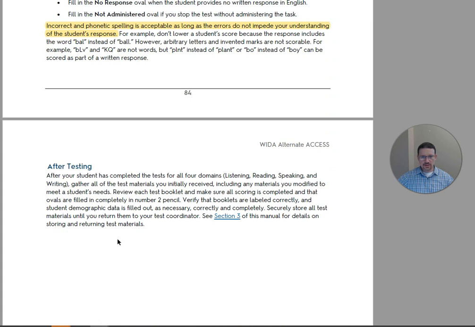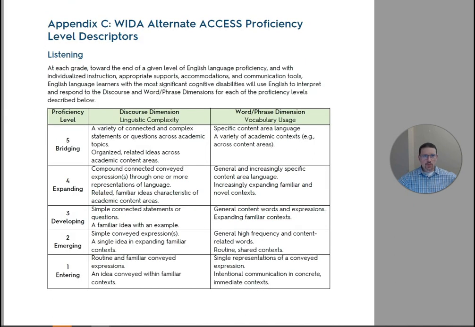Okay, and then after testing, it gives you a little bit of background on how to wrap this up. And just do everything the accountability department tells you to do to get these materials back to central office. So let me point out the rubric for you in the back of the manual. I'm now on page 96 of your test administrator's manual. This is the listening rubric, and you can see what you would expect for level 1 to level 5.